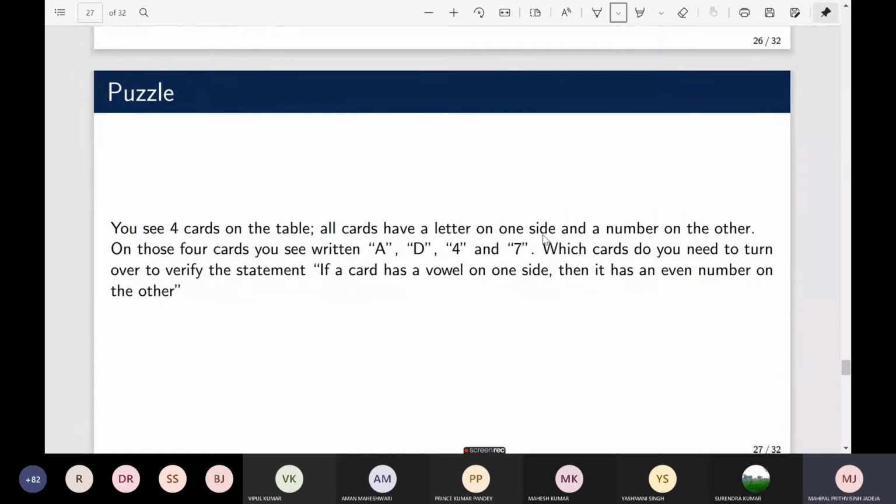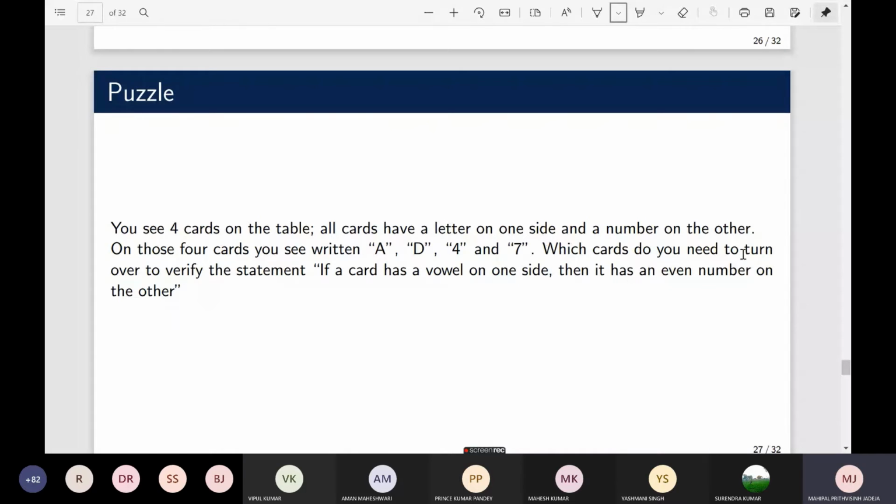One more puzzle for you. You can see 4 cards on the table. All cards have a letter on one side and a number on the other. On those 4 cards, 4 things are written, right? So 4 cards are with you, and these things are written on those 4 cards: A, D, 4, and 7.